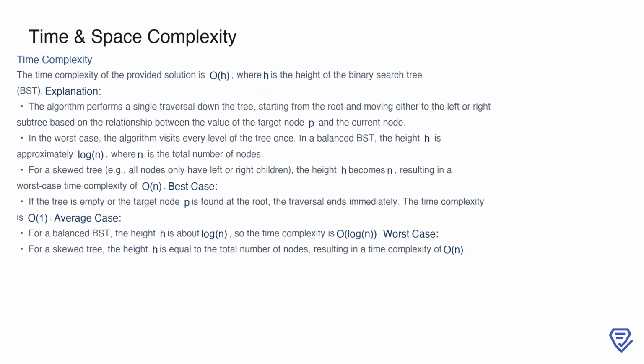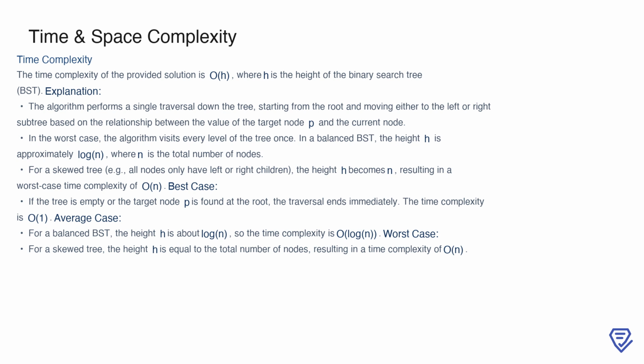The time complexity of the provided solution is O(h), where h represents the height of the binary search tree. This is because the algorithm performs a single traversal down the tree, starting at the root and then moving either to the left or the right subtree depending on the relationship between the target node, P, and the current node. In the worst case, the algorithm may need to visit every level of the tree exactly once.